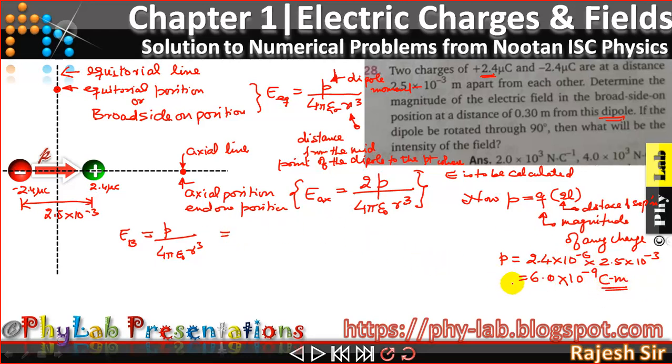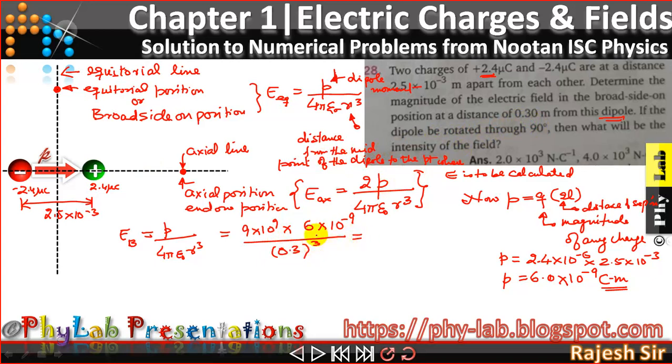So that is the value or the magnitude of the dipole moment, that is 6 into 10 to the power of minus 9. Now 1 upon 4 pi epsilon naught happens to be 9 into 10 to the power of 9. P we have already calculated to be 6 into 10 to the power of minus 9 upon r cube. What is r cube? R is the distance. How much is the distance given, friends, over here? That is 0.3 meters. So it becomes 0.3 whole cube.